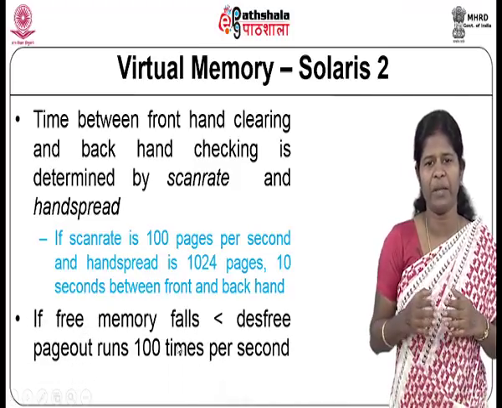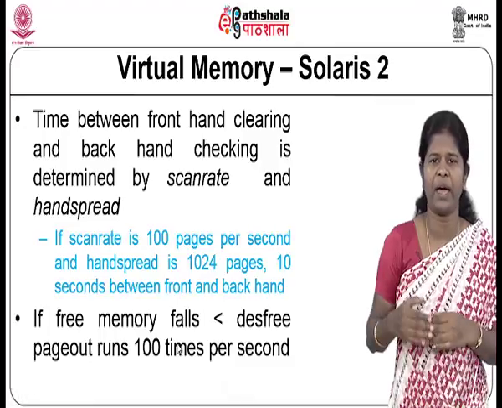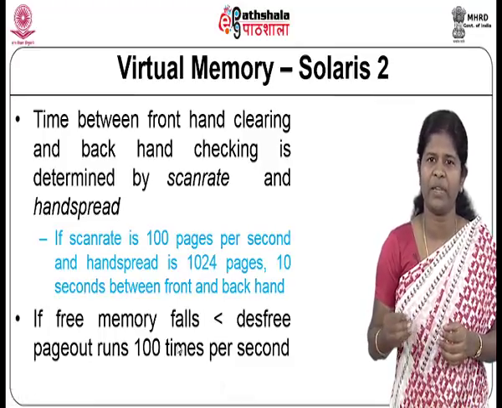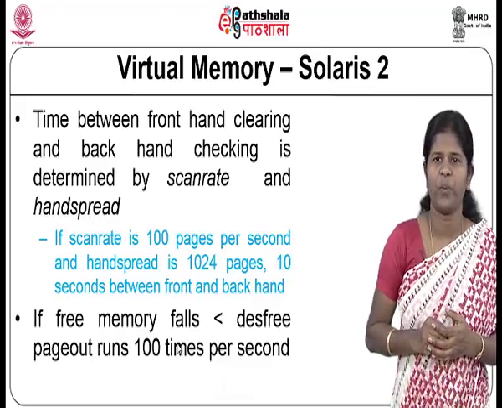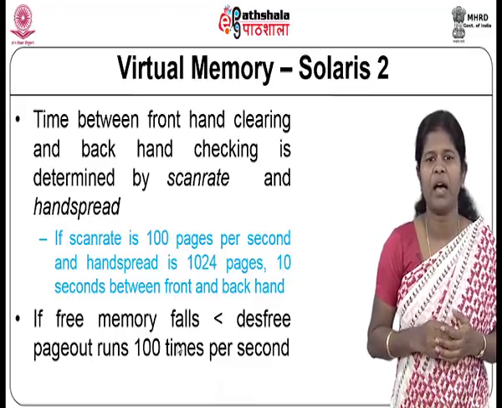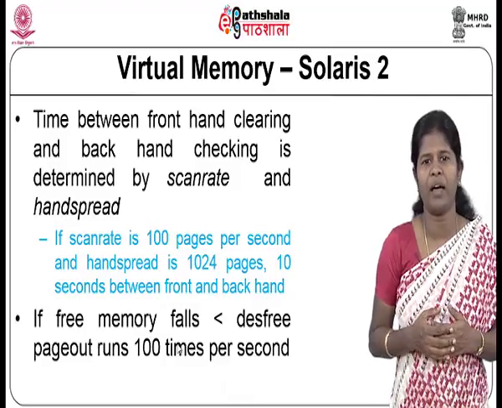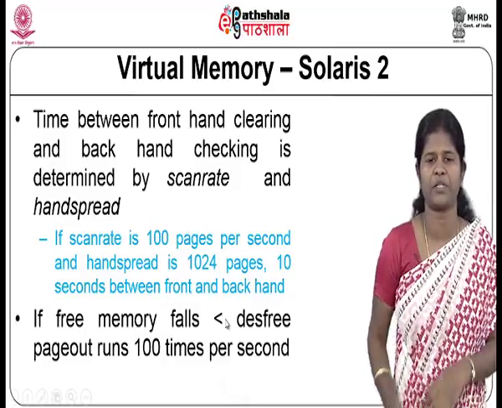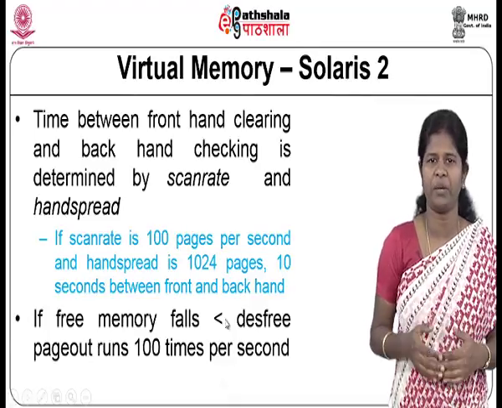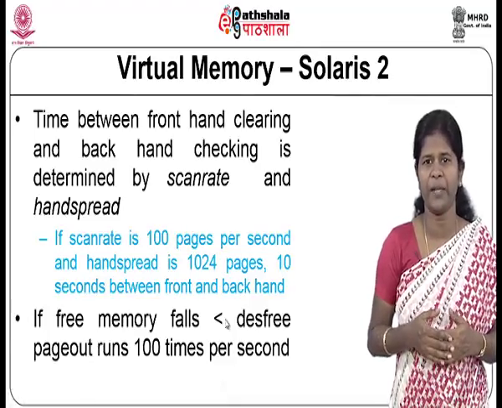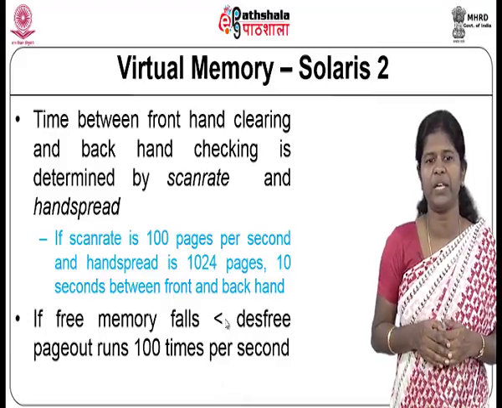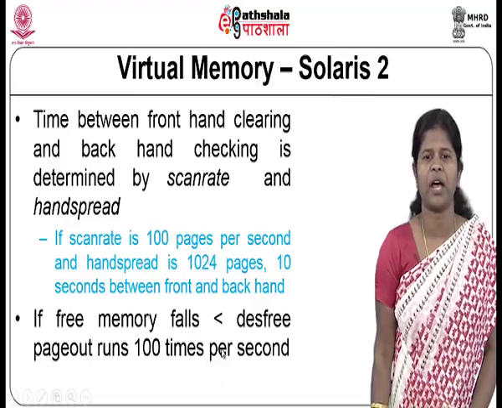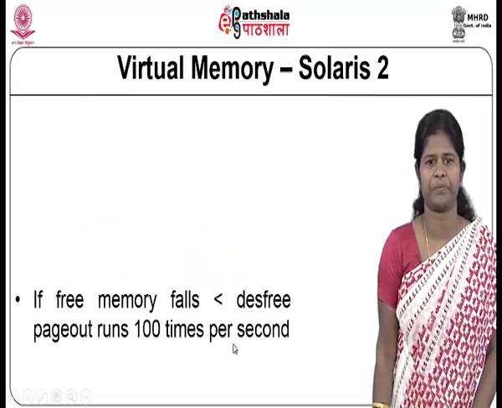Now, if the free memory falls below another parameter called desfree, which is a value even less than lotsfree: when it was less than lotsfree, pageout will run at a rate which is less than 100 times per second, but now when the free memory falls below desfree, which is much less than lotsfree, the pageout happens at a much faster rate. It happens at 100 times per second.